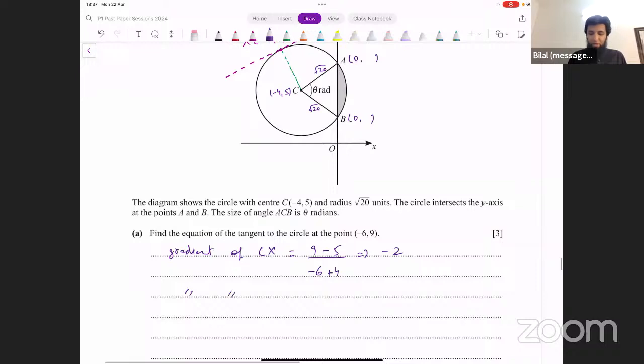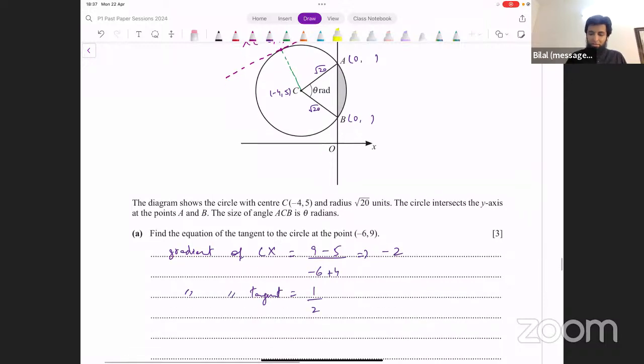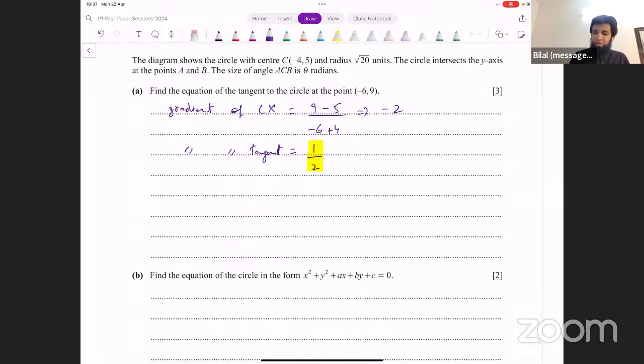What about the gradient of the tangent? Tangent is negative reciprocal of this. That will be 1 over 2. So we've got the gradient of that tangent. We already know the point through which that tangent is passing. That's the point minus 6, 9.